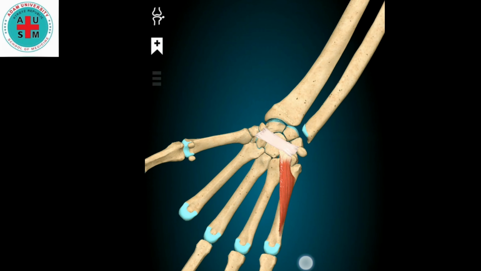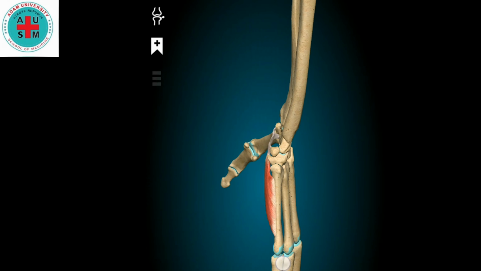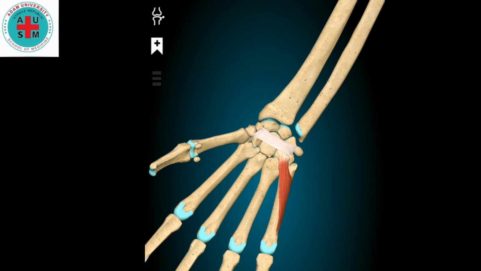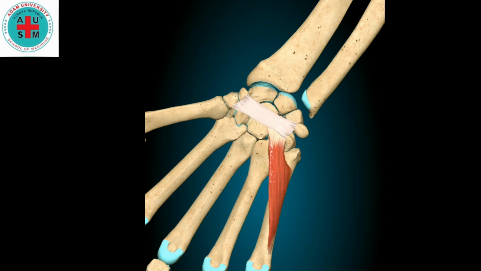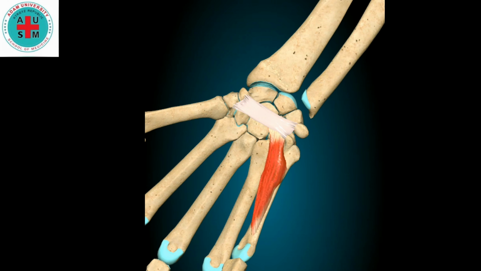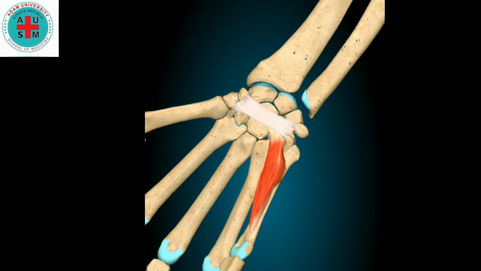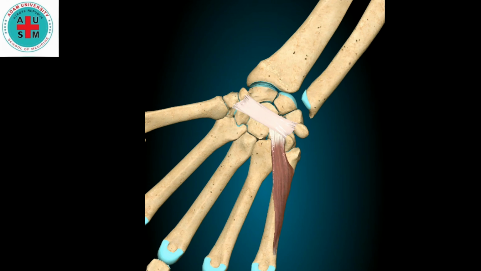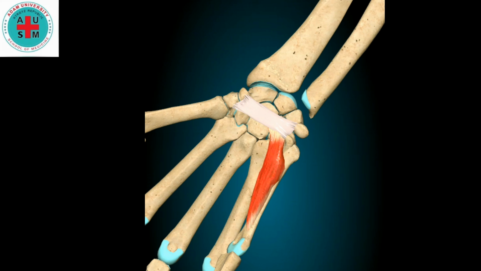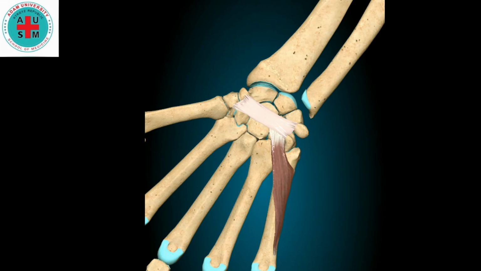This is the third muscle of the hypothenar eminence, known as opponens digiti minimi muscle, which originates from the flexor retinaculum and is inserted into the medial border of the fifth metacarpal bone. And this muscle pulls the fifth metacarpal bone in forward direction. So this is the function of the opponens digiti minimi muscle.